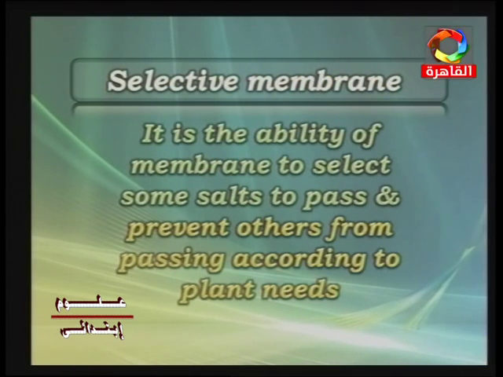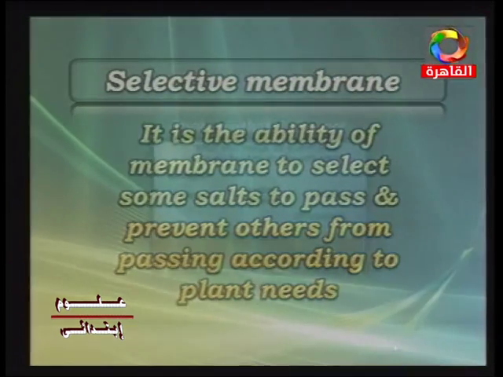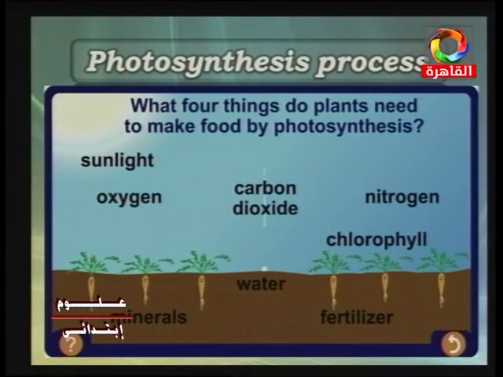So, to recap, the selective membrane is the ability of the membrane to select some salts to pass and prevent others from passing, according to the plant's needs. After that, we have a very important part here: the photosynthesis process. Which of these things are needed by the plant to make the photosynthesis process?